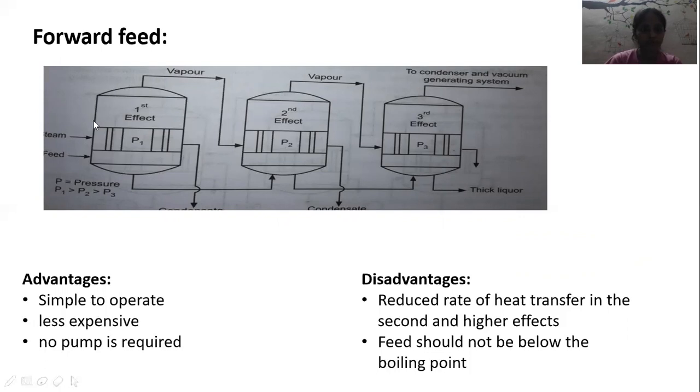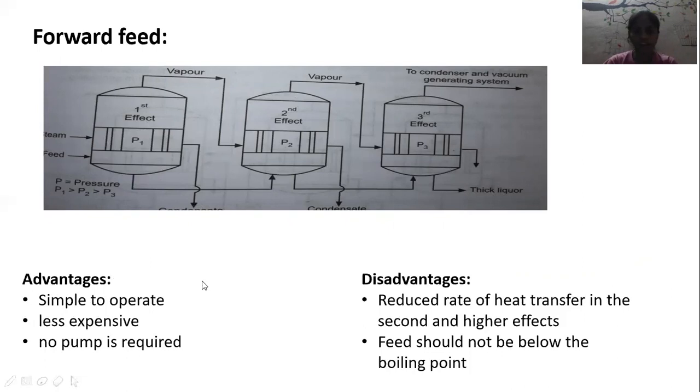That is, steam is fed to the first effect of the evaporator and feed is also fed to the first effect of the evaporator. The vapor from the first effect is sent to the second effect as the heating medium and so on. Steam is fed to the steam chest of the first effect and thick liquor from the first effect is sent to the second one and goes in series. Thick liquor is discharged from the last effect. There is no requirement of a pump in the forward feed. And pressure in the first effect is greater than the second one, followed by the third one.